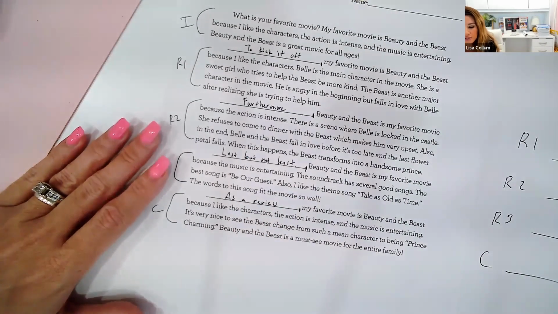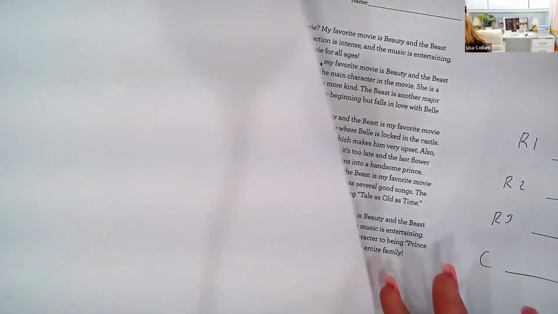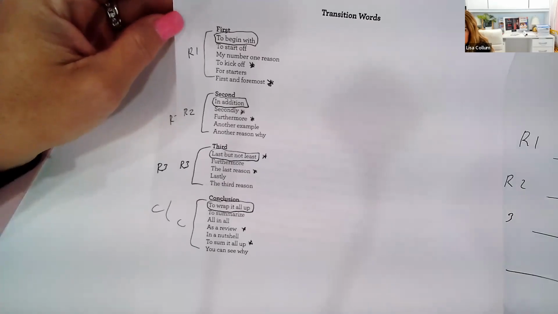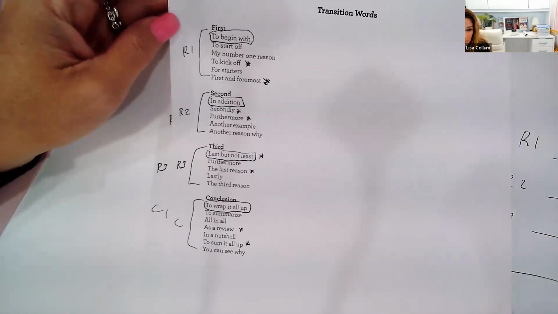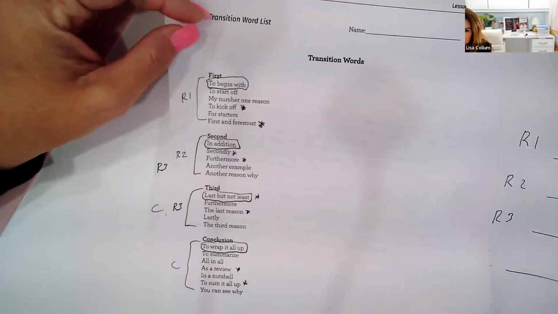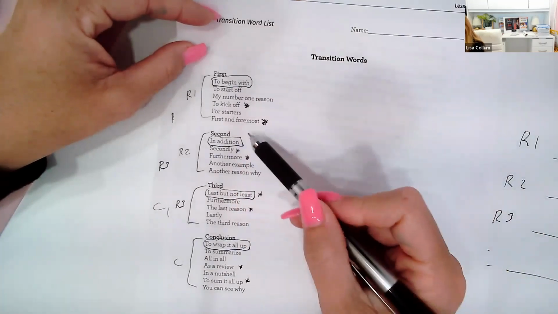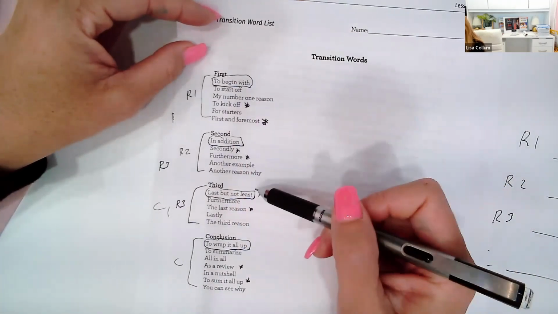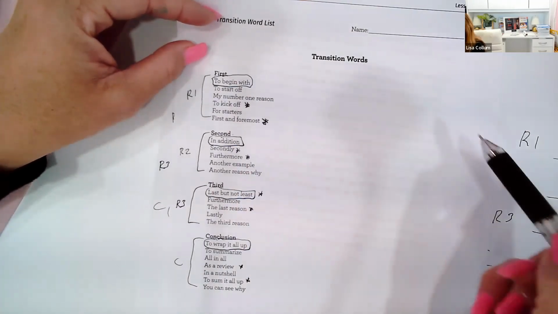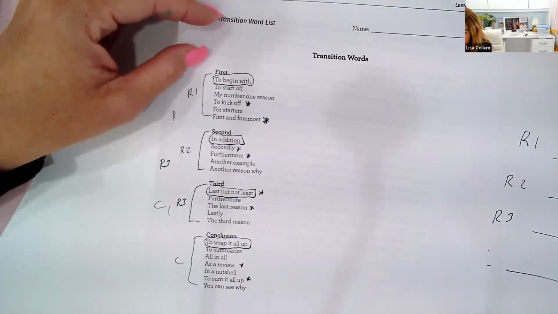Okay, so here is the transition word list. Also, too, you can Google and come up with your own list. So if you have time later today, I would take your writing notebook and I would Google transition words for first, transition words for second, transition words for third, and you can make your own list of like 10 or 15 for each one, and then you have a lot to choose from.